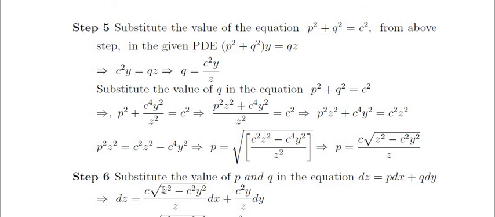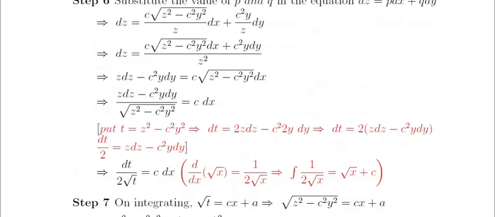Then you find out p and q in terms of variables. Then step 6 is to substitute the value of p and q in the equation dz is equal to p dx plus q dy, because z is a function of x and y. Here the complete derivative dz is equal to p dx plus q dy. We substitute the values: dz is equal to c into square root of z square minus c square y square by z dx plus c square y by z dy.